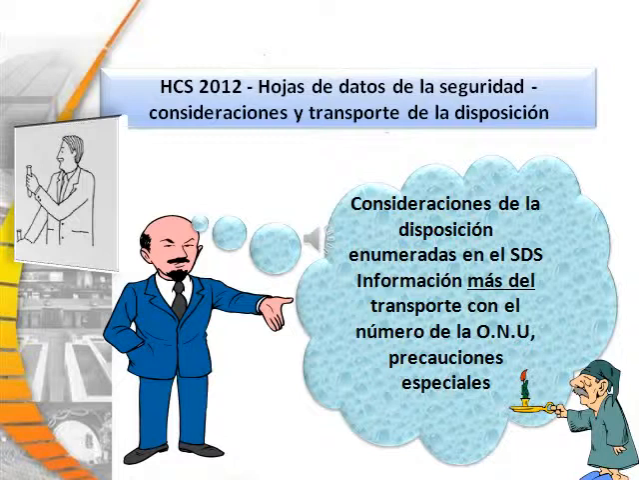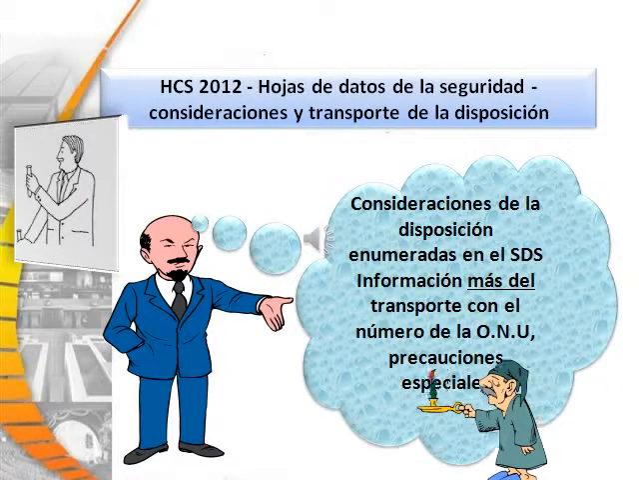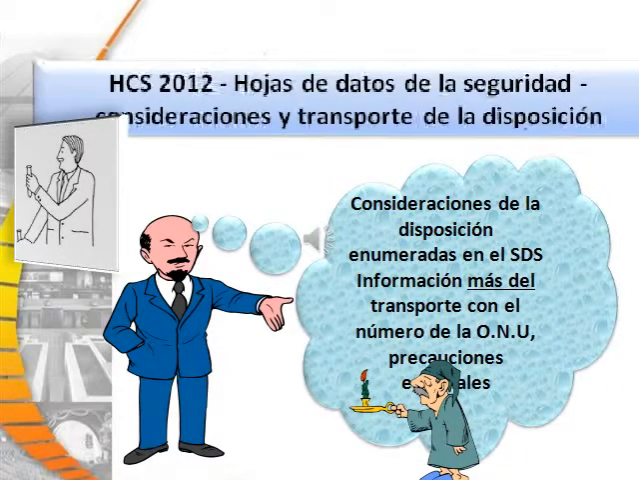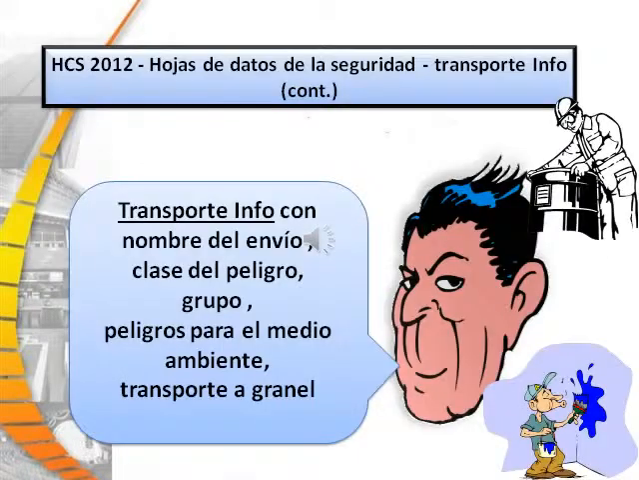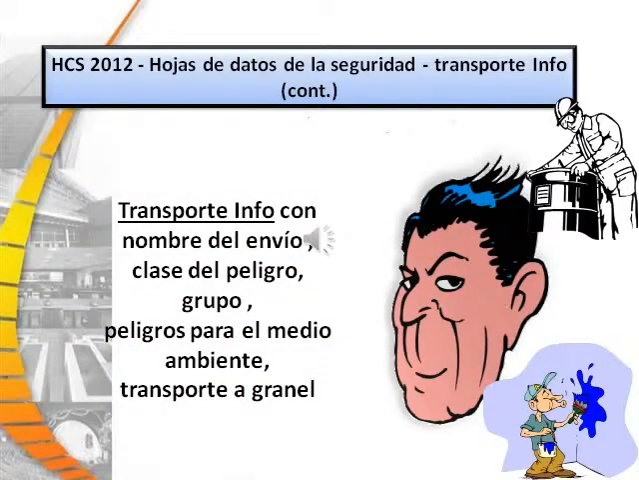Disposal considerations on the SDS, plus transport information with the UN number and special precautions, are discussed in the disposal considerations and transportation section. Transportation information should include the UN shipping name, the hazard class, packing group, environmental hazards, and bulk transport information.